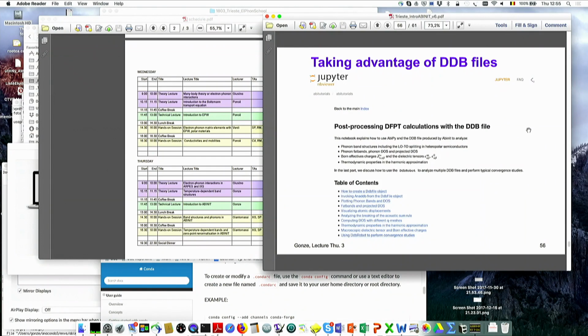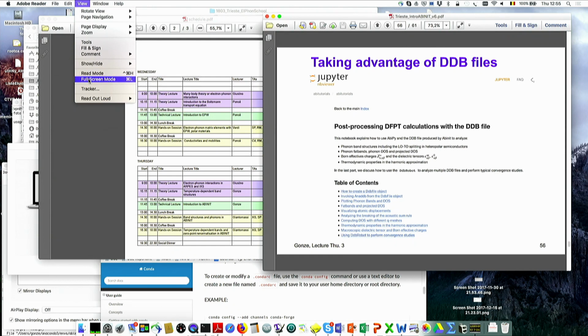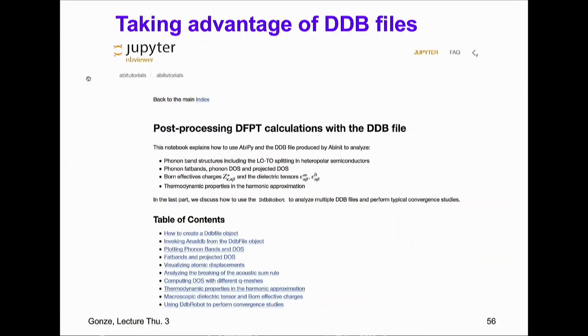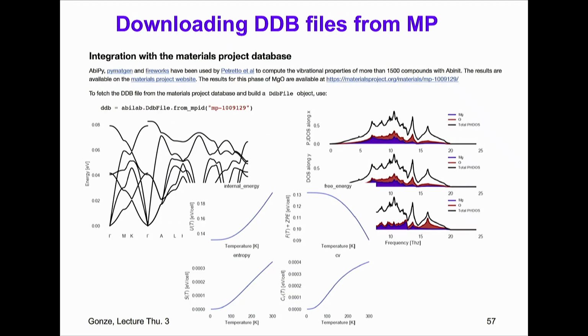So you can perfectly take advantage of this without doing any ABINIT calculation. And in particular, in this part of the Jupyter Notebook tutorial, this is a whole set of things that you can visualize from the derivative database. The scripts are provided. Yes, like these.